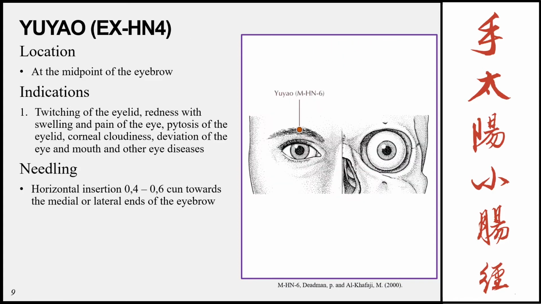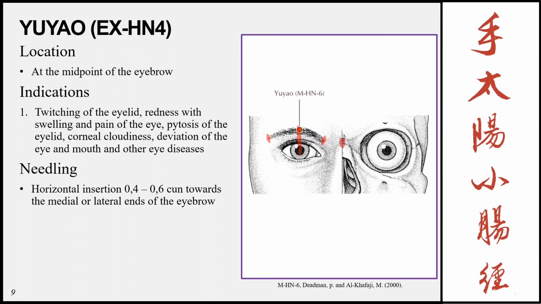The next point is Yu Yao, EX-HN4. This point is at the midpoint of the eyebrow. So don't confuse this point with Yin Tang. Yin Tang was at the midpoint between the medial ends of the eyebrows over here. This point is at the midpoint of one eyebrow. So there's 2 points, one on each side. So what we do is we've got to find the lateral end of the eyebrow over here and the medial end of the eyebrow over here. And we've got to find the midpoint between these 2 points. And this is usually directly above the pupil if the eyes are looking straight ahead.